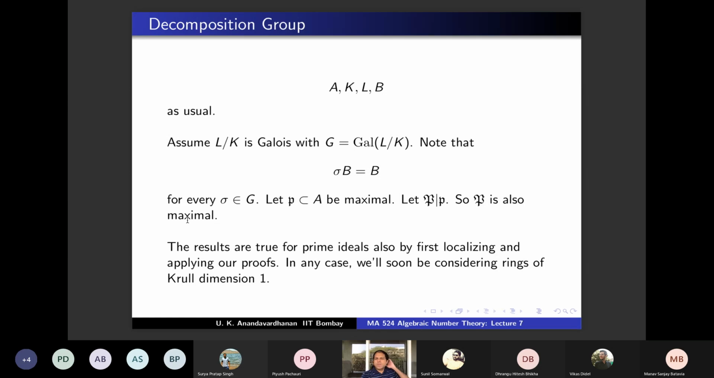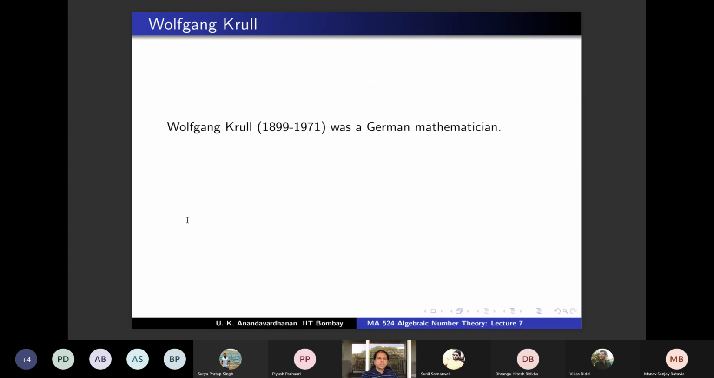So we will take P to be maximal. Capital P is also maximal. So every prime ideal is maximal soon. This is Wolfgang Krull, 1899 to 1971, and most of the mathematicians coming in our lectures are Germans. So he was also a German mathematician, and in fact you have heard this name once before in my class. Do you remember that?